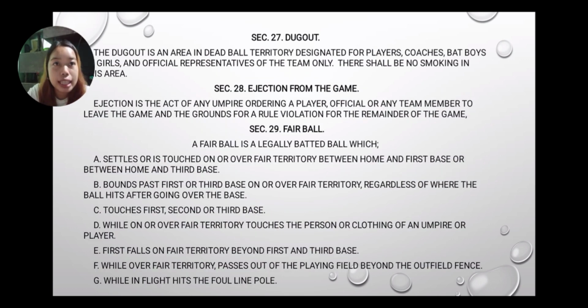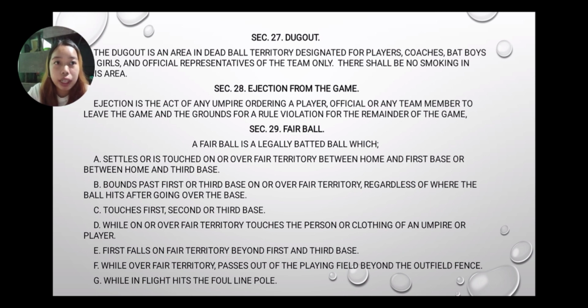Section number 27. Dugout. The dugout is an area in dead ball territory designated for players, coaches, bat boys, bat girls, and official representatives of the team only. There shall be no smoking in this area. Section number 28. Ejection from the game. Ejection is an act of any umpire ordering a player, official, or team member to leave the game and the grounds for a rule violation for the remainder of the game.